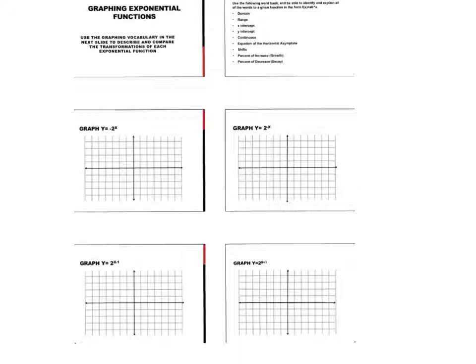Continuous: does it have any holes in it? Can you draw the line without lifting your pencil? And it has arrows on the end to show it continuously keeps going. Equation of the horizontal asymptote and shifts I'll concentrate a lot on in this lesson because it's something we previously have not discussed.